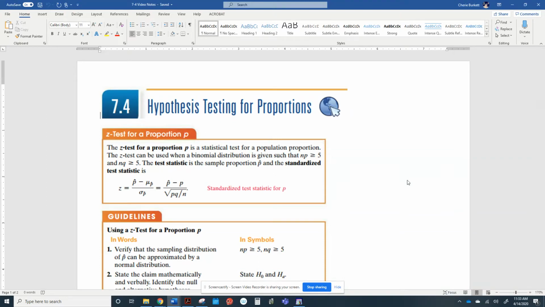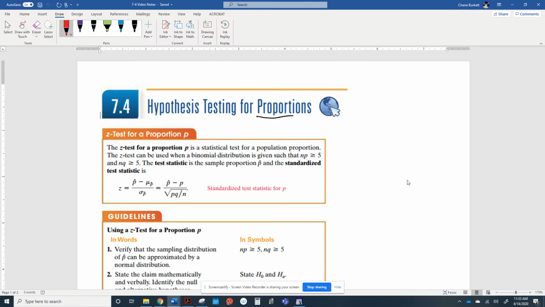So 7.4 is the last hypothesis test that we will be doing. This one is for proportions. So that means that the main thing, when you read the problems, is that there will be no mention of a mean or a standard deviation. That's how you know you're going to be working with proportions.